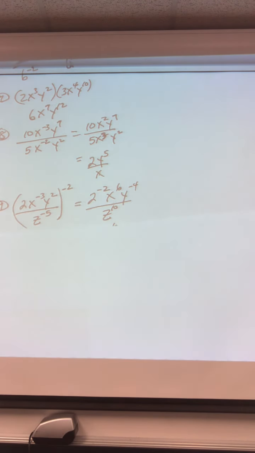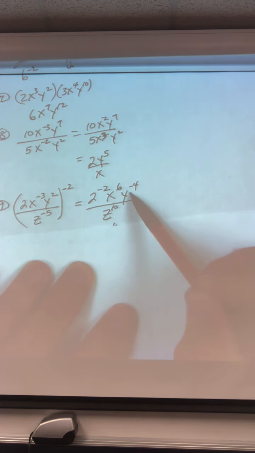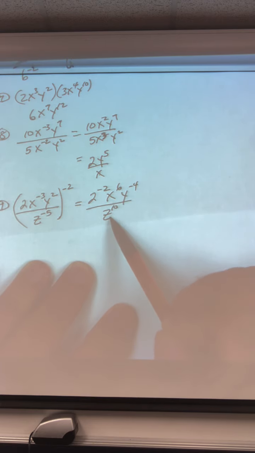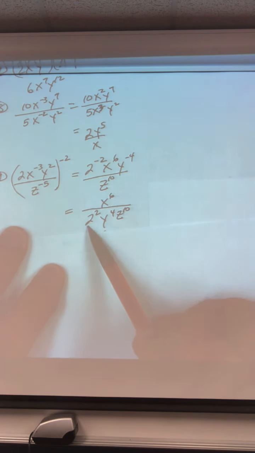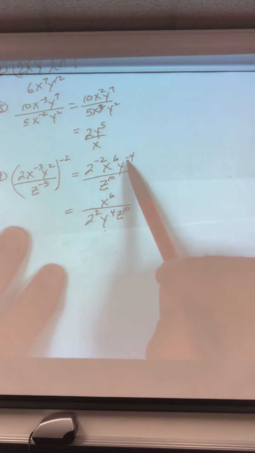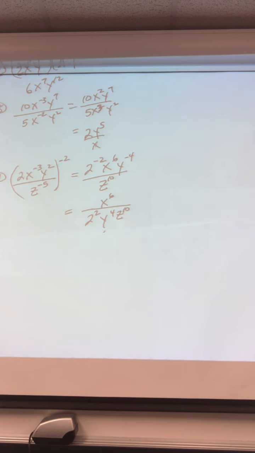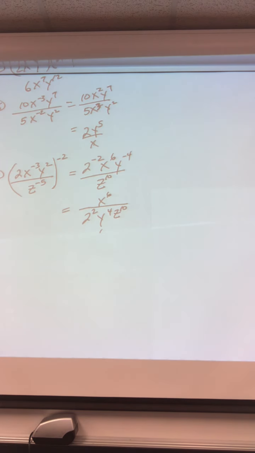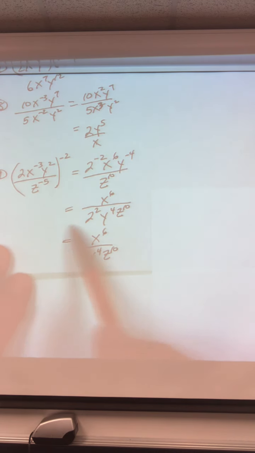Now, move everything that has a negative exponent. So I'm going to bring this one to the bottom, this one to the bottom. I'm not going to mess with this one or this one. When I do that, 2 to the negative 2 comes to the bottom. X to the 6 stays there. Y to the negative 4 comes to the bottom. Z to the 10 stays in the top. Order doesn't matter. If you put the Z to the 10 in front of the Y to the 4, it's the same thing. And as I said, we will multiply our numbers out. 2 times 2, which is 4. So this is the final answer. Notice that there's no negative exponents in my final answer.